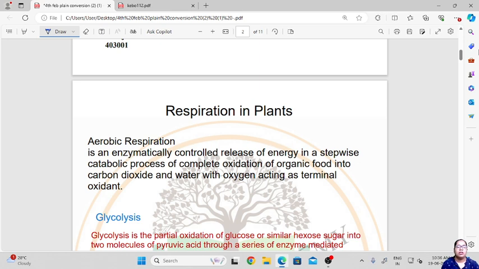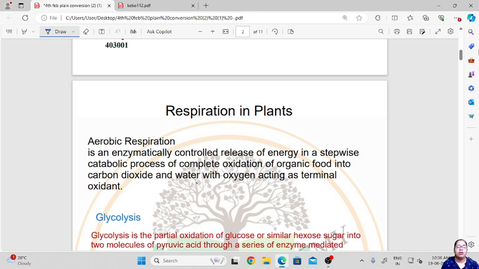Okay, so what is aerobic respiration? Aerobic respiration is an enzymatically controlled release of energy in a stepwise catabolic process of complete oxidation of food, organic food, into carbon dioxide and water, with oxygen acting as the terminal oxidant.